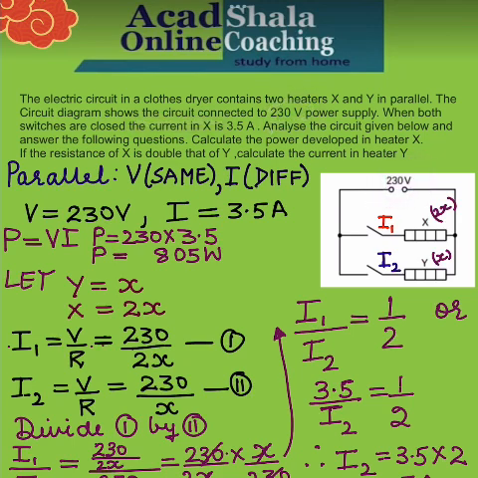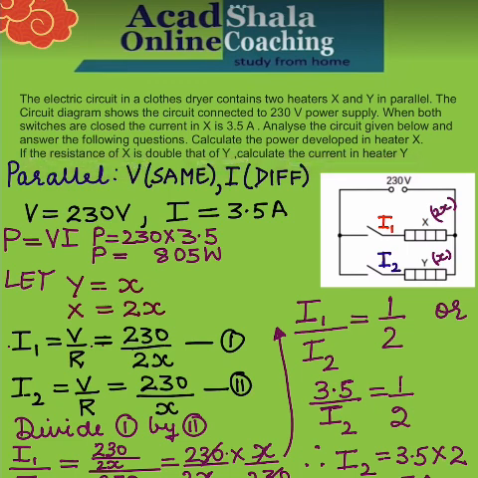When both switches are closed, the current in X is 3.5 amperes. Analyze the circuit given below and answer the following questions. Calculate the power developed in heater X. If the resistance of X is double that of Y, calculate the current in the heater Y.